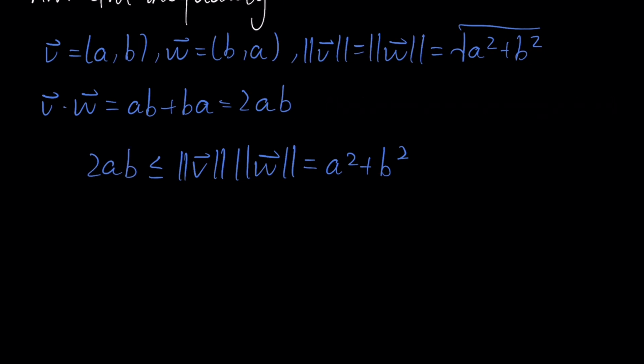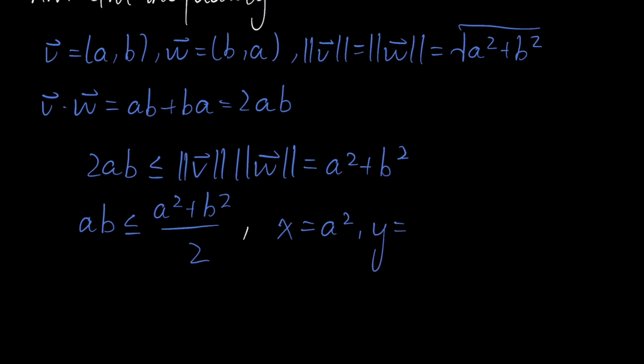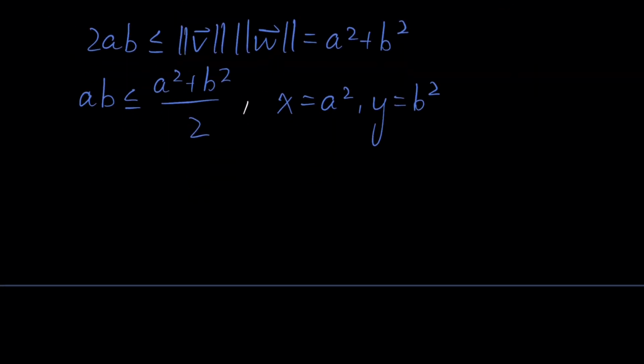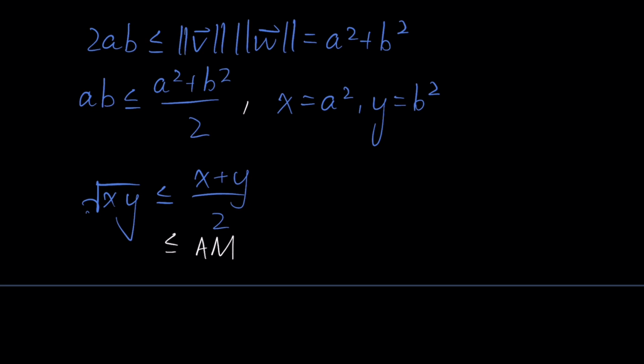Okay, so now what we can write is ab is smaller or equal to a squared plus b squared over 2. And if we substitute x is equal to a squared and y is equal to b squared, we achieve the famous AM-GM inequality. The square root of xy, which is ab, is less than or equal to x plus y over 2. And so the AM, the arithmetic mean, is greater or equal to the geometric mean.